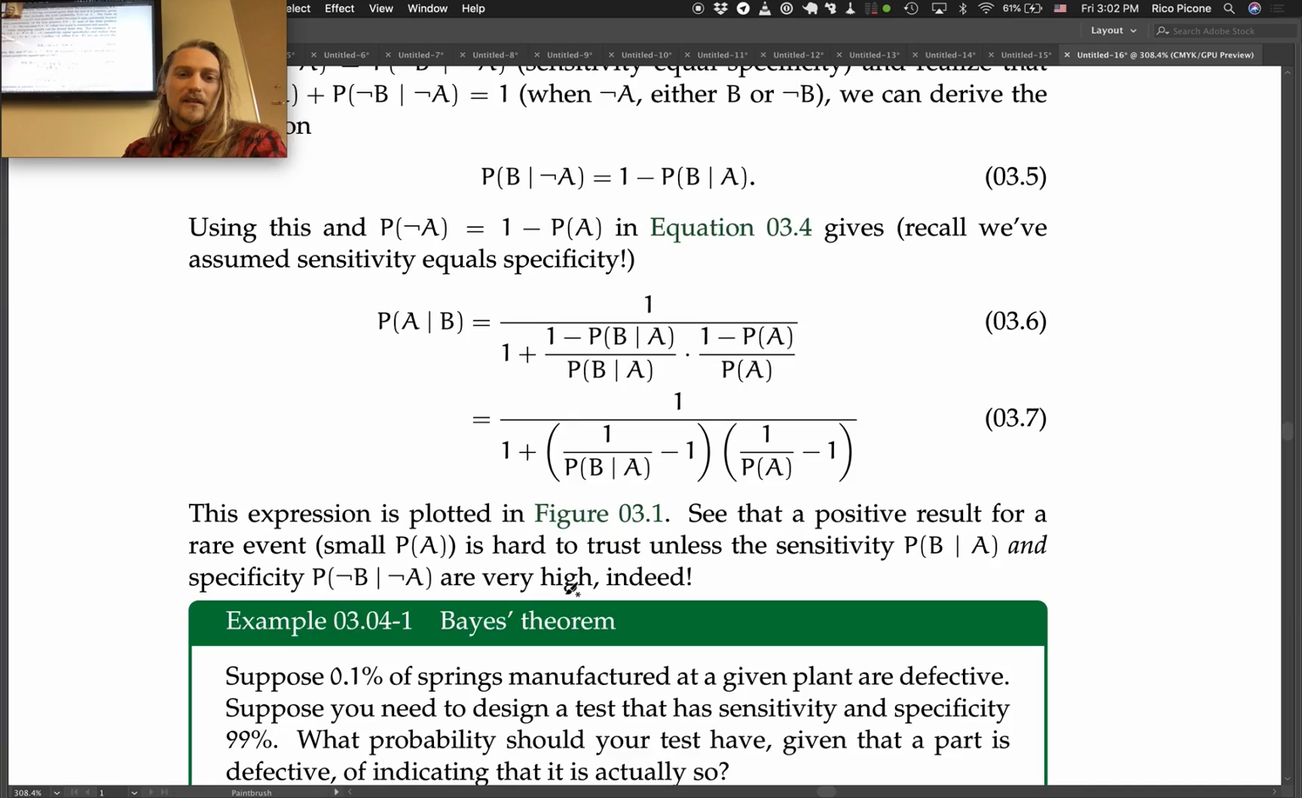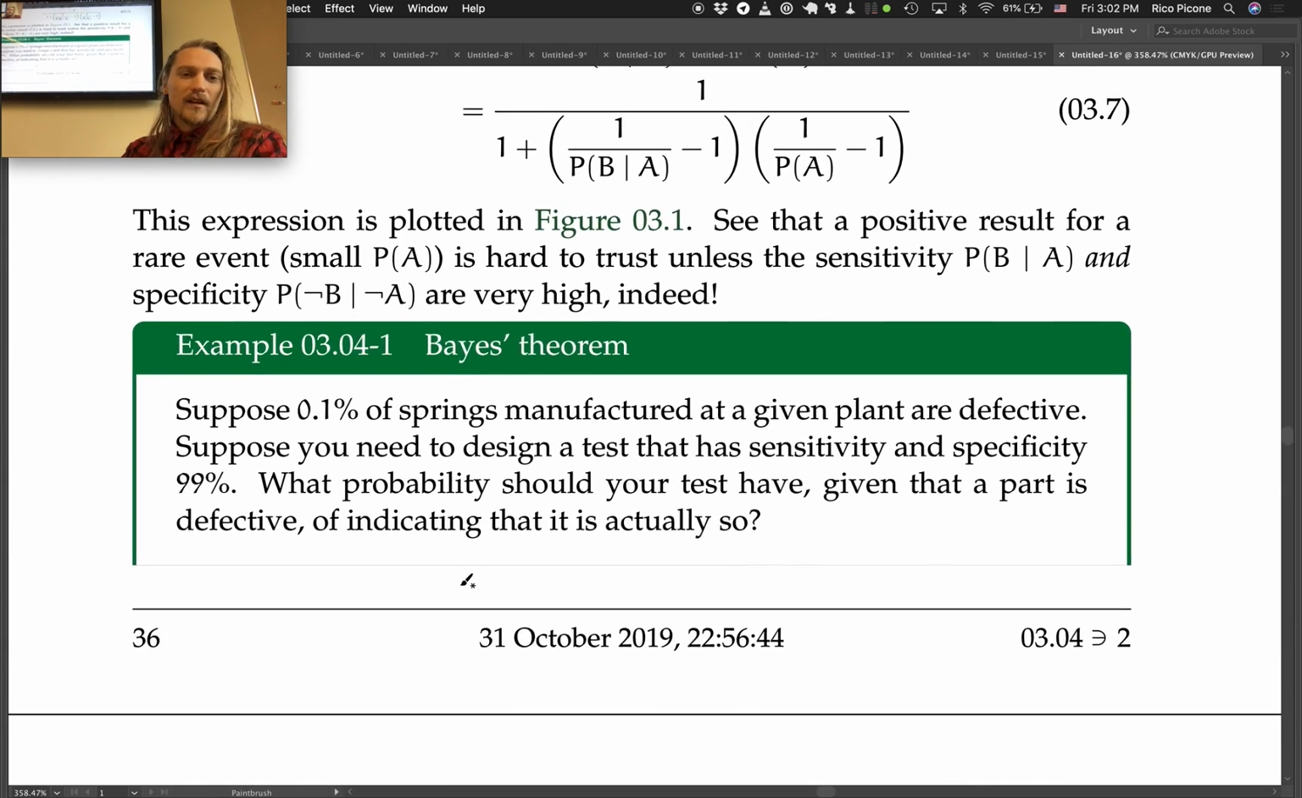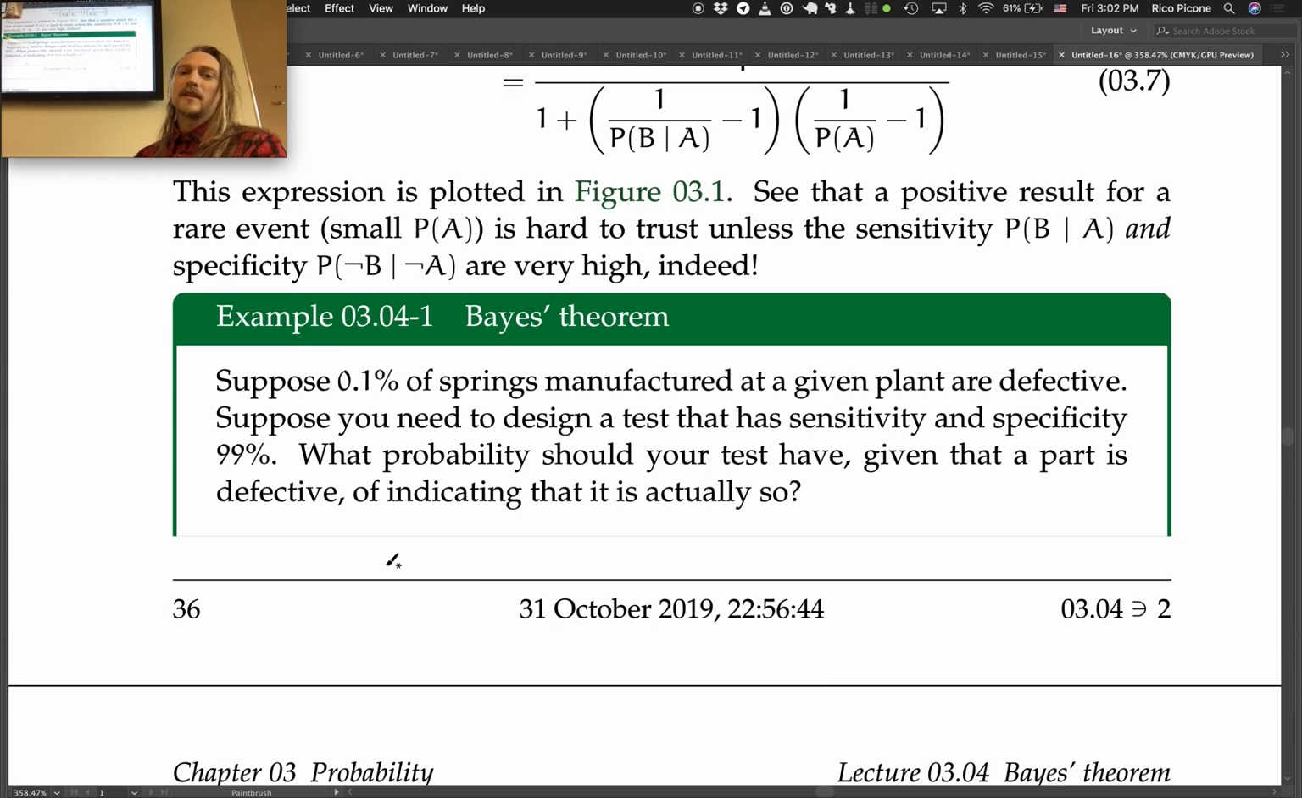Okay, so let's look at this example. Bayes' theorem. Suppose 0.1% of springs manufactured at a given plant are defective. Suppose you need to design a test that has sensitivity and specificity 99%. What probability should your test have, given that a part is defective, of indicating that it is actually so?